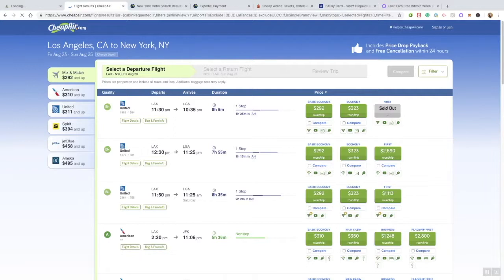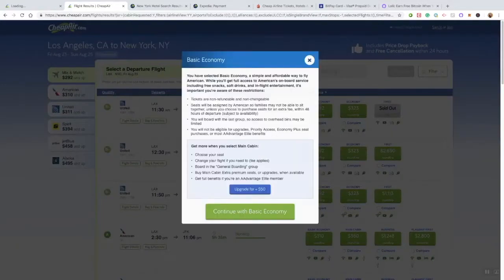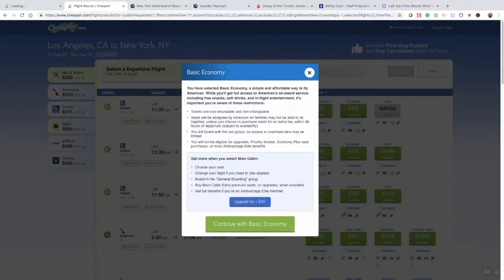You have a non-stop flight, which is actually preferable and is not even that much more expensive, from Los Angeles to JFK. Leaves at 2:30, arrives JFK at 11:06. So let's pick that one. And we're going to do basic economy for this example. It gives you the option of upgrading. We're not going to do that.